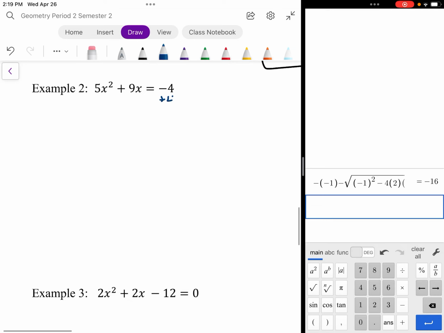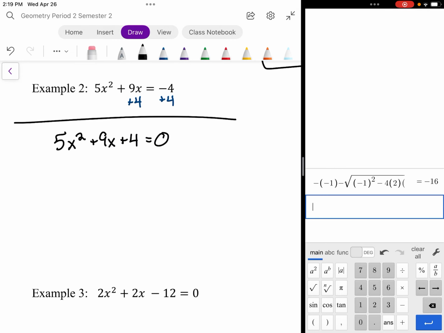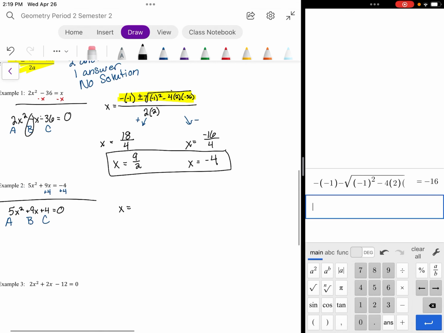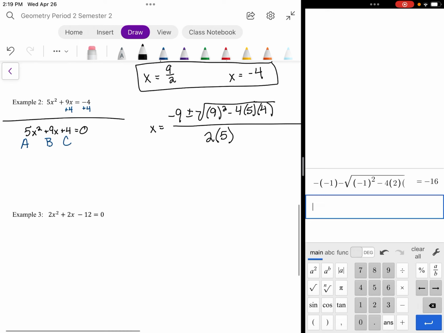Okay, for example 2, we're going to move everything over to the same side, so we're going to add 4. So we would have 5x squared plus 9x plus 4, and that will be equal to 0. And again, this gives us our a, b, and c values. So using the quadratic formula, we have x equals -b plus or minus the square root of b squared minus 4 times our a value times our c value, all over 2 times our a value. And again, we're going to do this once where we're adding the square root and once where we're subtracting. So we're getting 2 different answers.